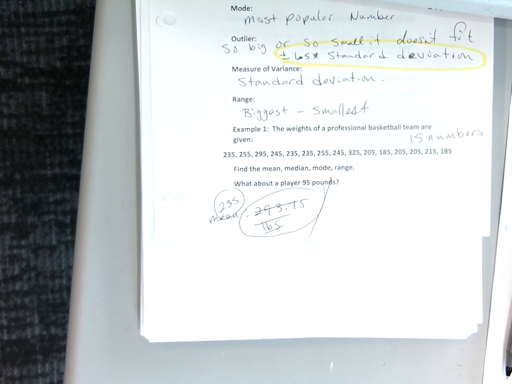So we're going to measure this spread by a thing called standard deviation. You're going to need a calculator. You're going to need a good one. We need one of the good calculators to talk about standard deviation, okay?